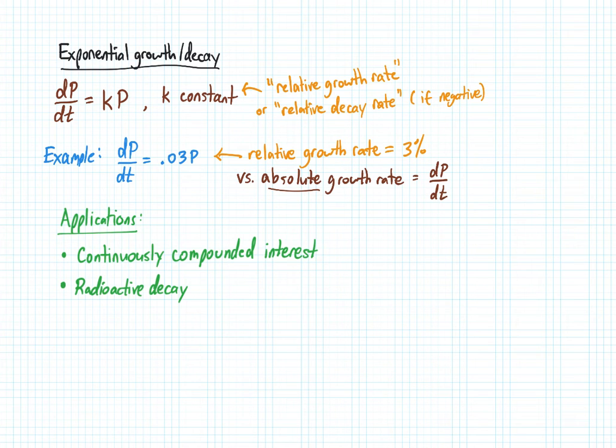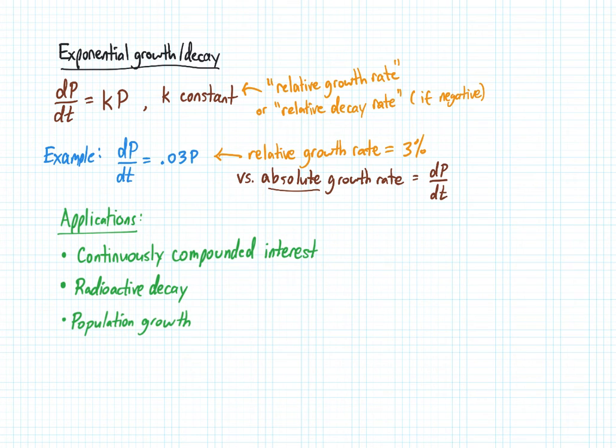When they date how old a fossil is, they look at how much carbon-14 there is inside of the fossil, because that is a radioactive particle. And they compare that with how much carbon-14 there would have been when the dinosaur died. And then they use the exponential decay model to figure out how much time has passed.